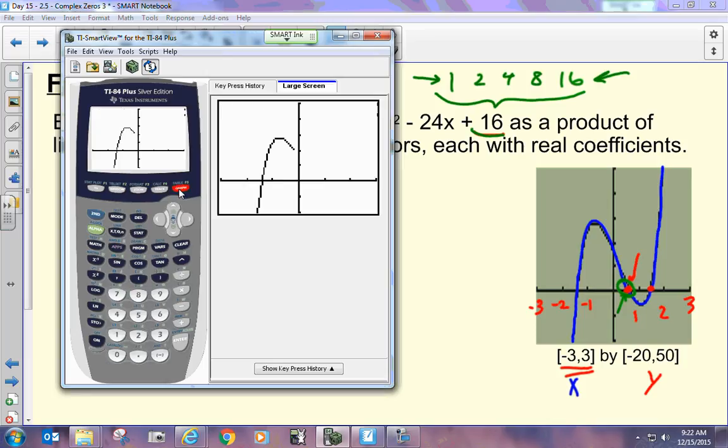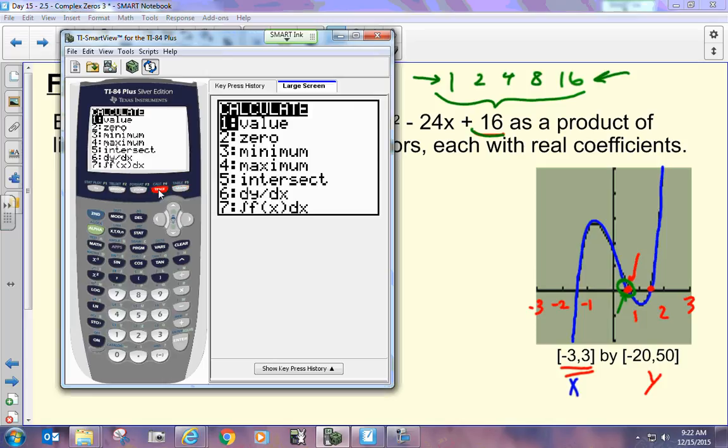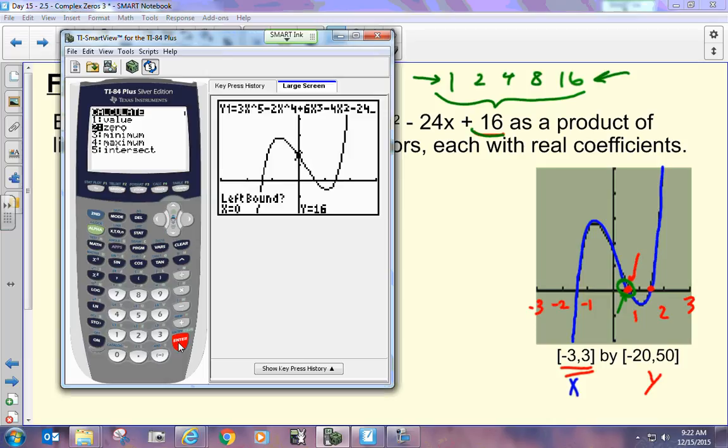And there it is in all of its glory. Now, if we want to find the roots, how do we do this again? Second trace, which is my calc. And I want to calculate what? The zero. So let's start with this one right in the middle, which we were guessing at first.